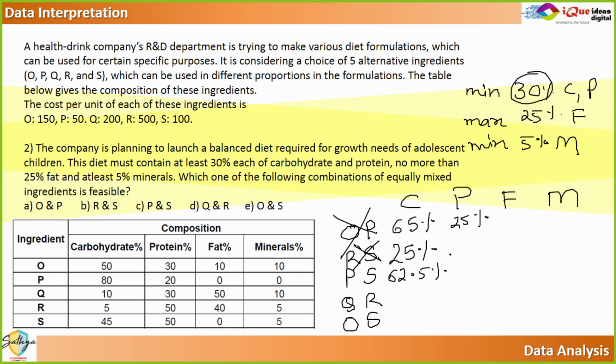But if I mix protein for P and S, 20 plus 50, 70 divided by 2, this gives me 35% protein, which is again fair enough. Now P and S fat is 0% fat, and fat can be maximum this, so this is also fine. Now, if I mix minerals for P and S, the percentage is 2.5%, but minimum I require 5. So P and S will also not work.